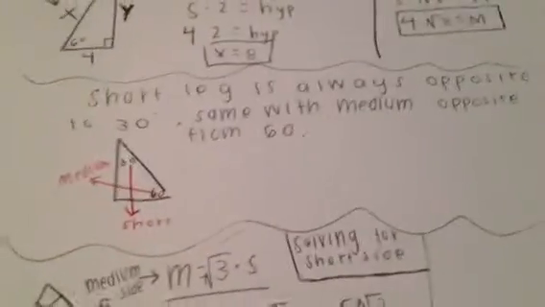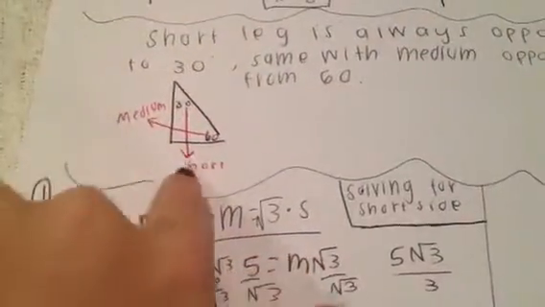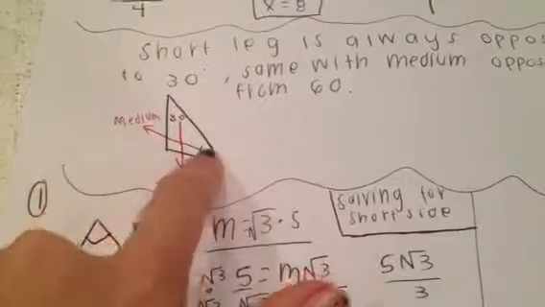Alright, so part 2. The short leg is always opposite to 30. So wherever 30 is, right down from there is the short side. And same for 60. Right across, medium. So that's how you know if it's going to be short or if it's going to be medium. Alright, let's move on to the next problem.